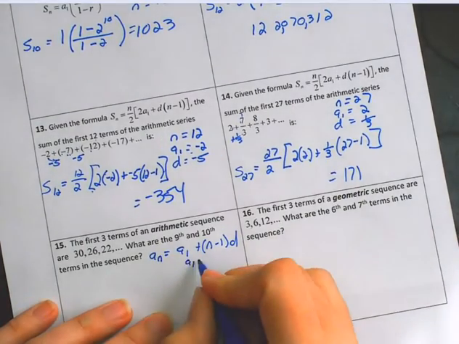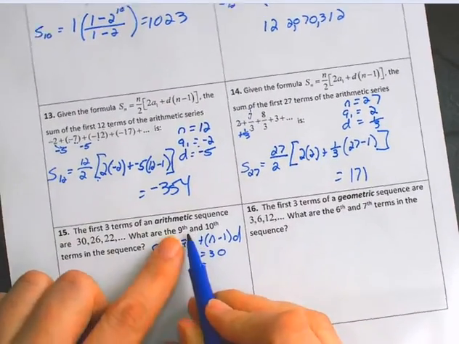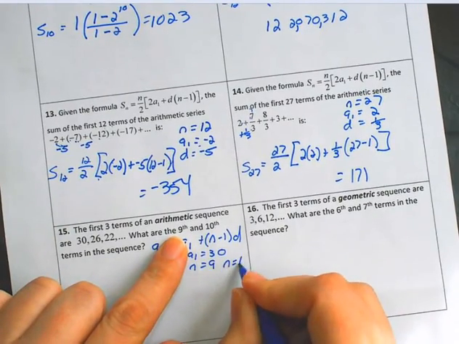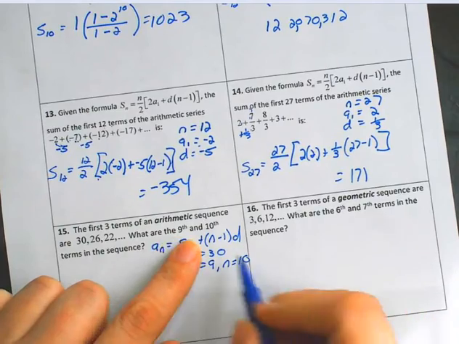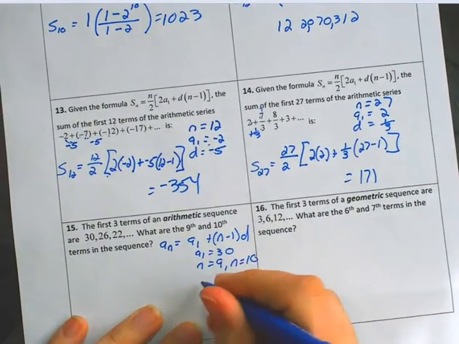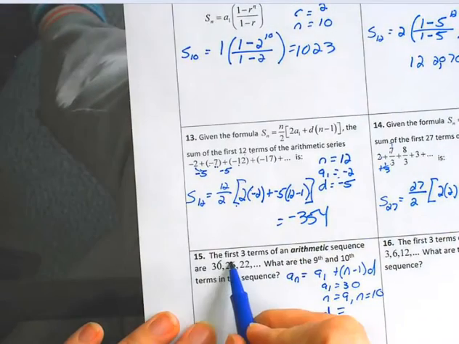a_1 equals 30. n equals, well, we have two different ones we're looking at. n equals 9, but we also need to evaluate n equals 10. Okay, so we're going to have to do both of them. We're going to have to do 2. And then I also need to know what d is. So I'm looking for, what am I adding every single time?